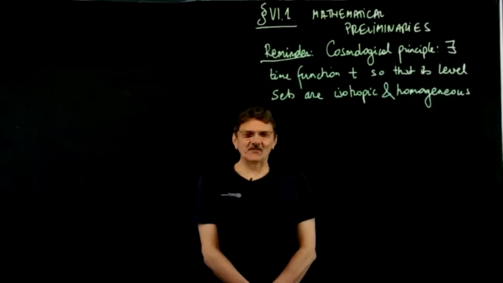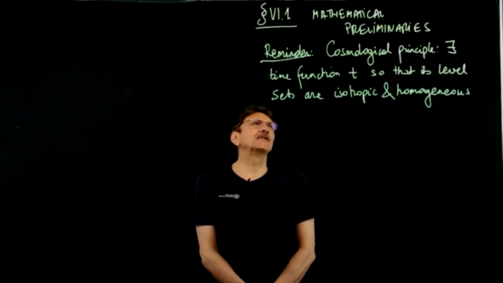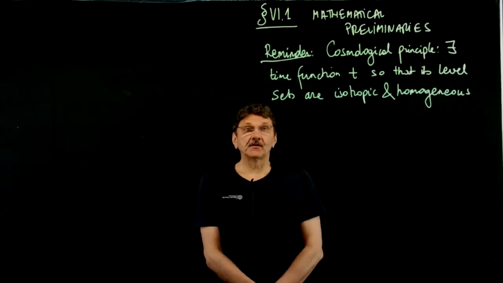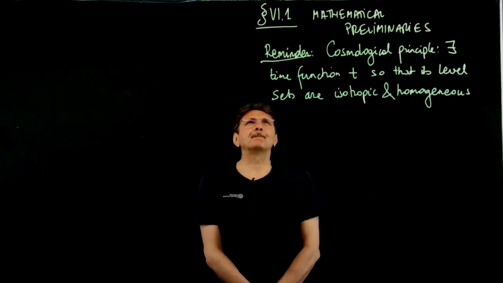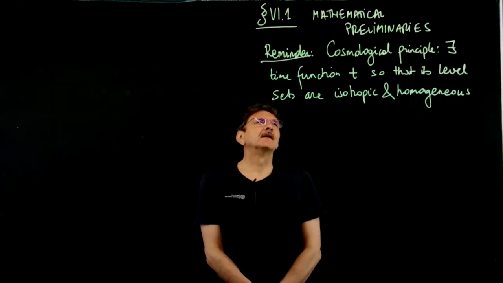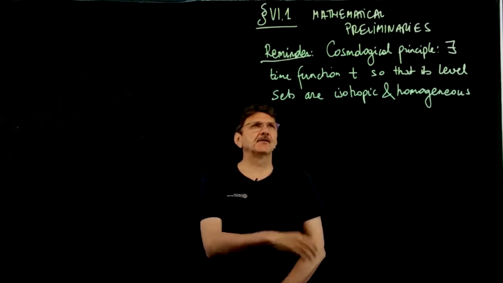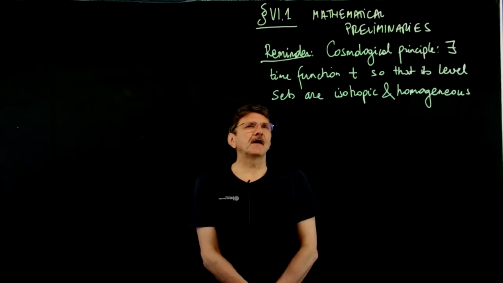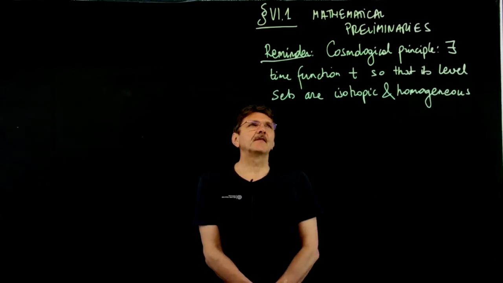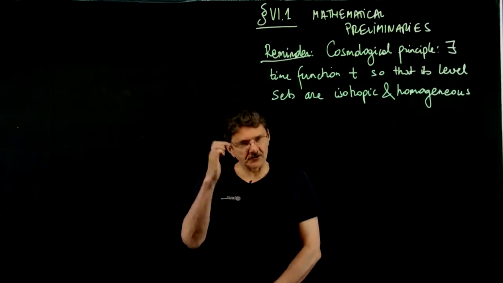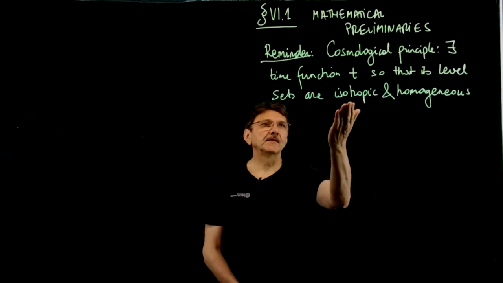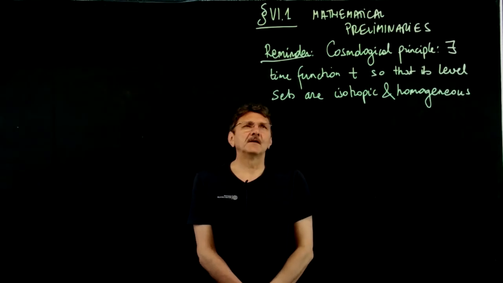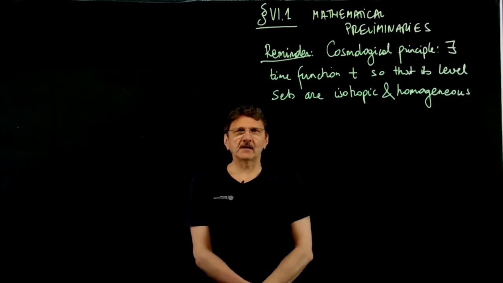So, good morning, everyone. We are going to enter into the mathematical preliminaries for doing cosmology. In the last talk, I mentioned to you the cosmological principle, which says that in our universe, there exists a time function, so that its level sets are isotropic and homogeneous. And the purpose today is to define precisely what these things mean and how to give them mathematical content.